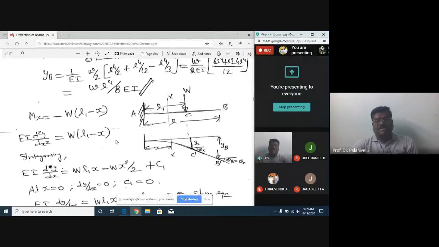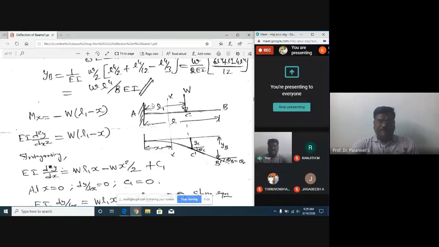Next, we are considering another cantilever beam in which a point load is acting, which is not acting at the free end, but somewhere on the length of the beam. Okay, at a distance L1 from the fixed end it is acting. How to determine the slope, maximum slope and maximum deflection at the free end? That we are going to see now.